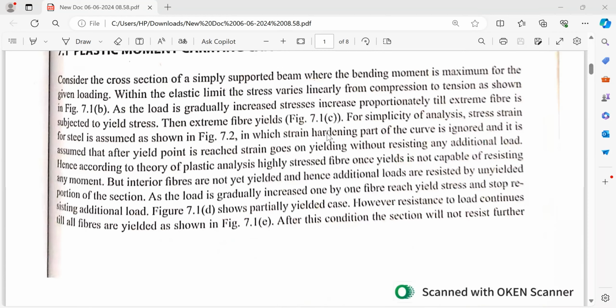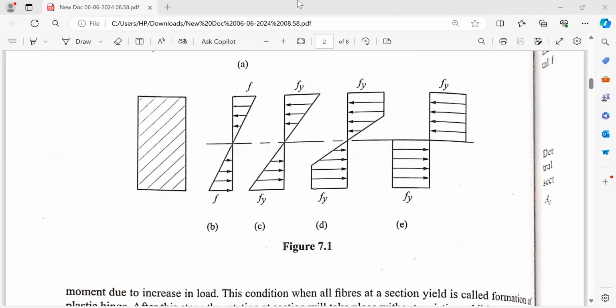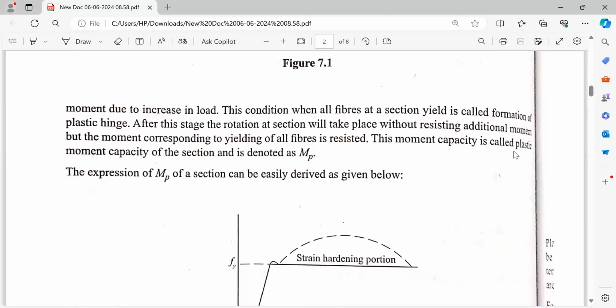So this is the plastic analysis. The same thing is given here. This moment capacity is called the plastic moment capacity of the section, and it is denoted by MP. So we represent it as MP. Earlier, we were considering the bending moment within the elastic limit. Now in the case of plastic analysis, we'll represent it with MP, the plastic moment capacity of the section.